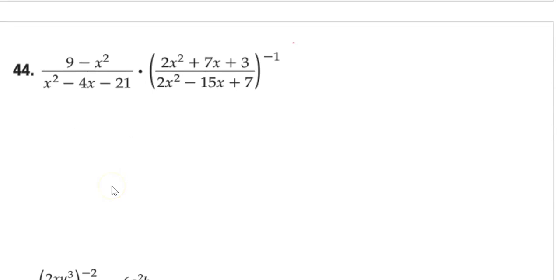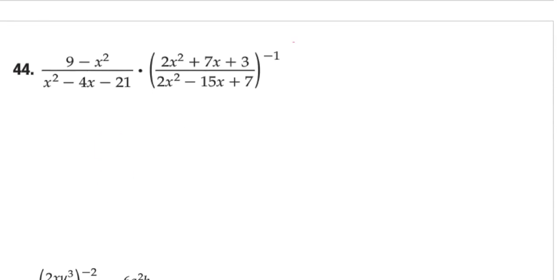The next few, I'm going to rewrite it. I'm not going to spend, actually this one I have to do. So this is the next one. First, don't get freaked out by this negative 1 here. Remember what negative 1 power does? It just flips it. So it's a reciprocal function, right?